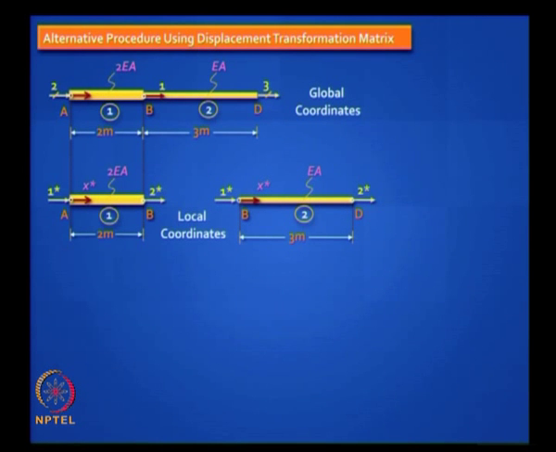You have two elements. The global coordinates are 1, 2 and 3. There is only one active degree of freedom, that is number 1. 2 and 3 are restrained. We are just repeating the same problem we did in the last class, and the local coordinates are exactly the same as we did earlier. There is no change. I am just showing you this.